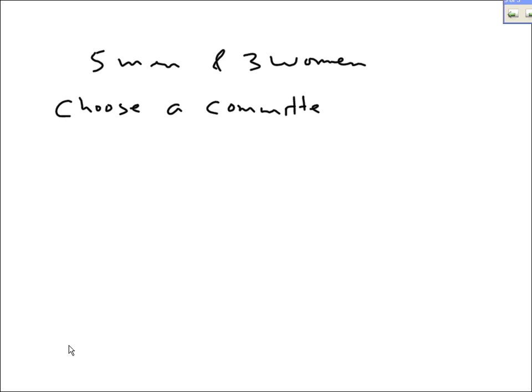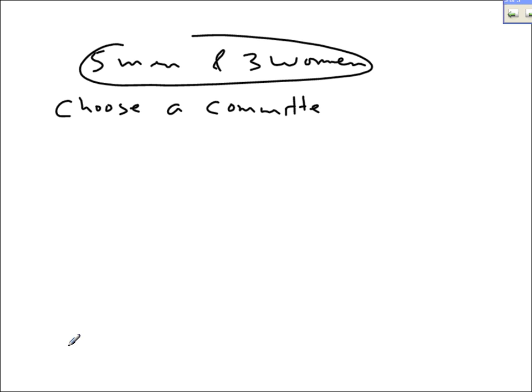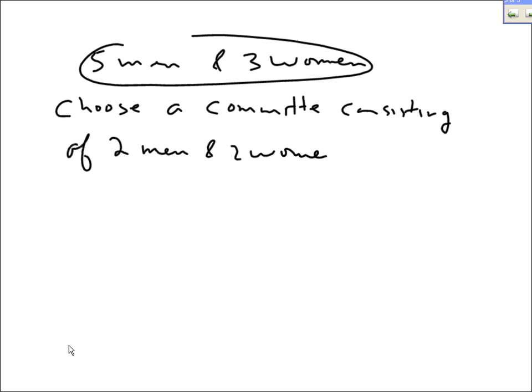Suppose there's a committee. There are 5 men and 3 women. They're running for office, and they want to be on a committee, say. Choose a committee from the 5 men and 3 women consisting of 2 men and 2 women. In how many ways can you choose a committee consisting of 2 men and 2 women from 5 men and 3 women?